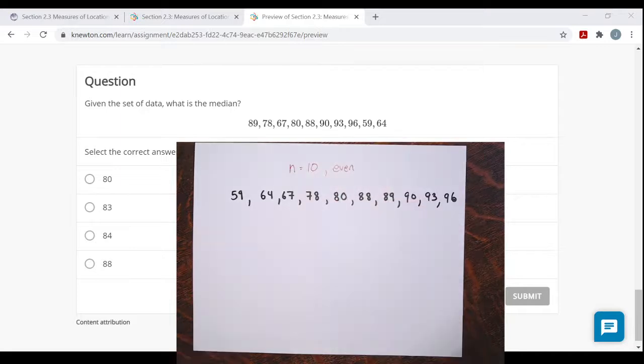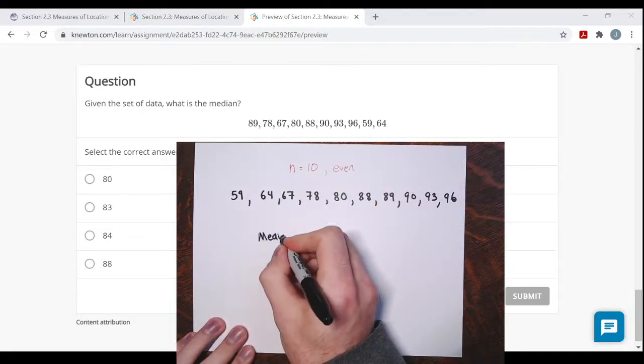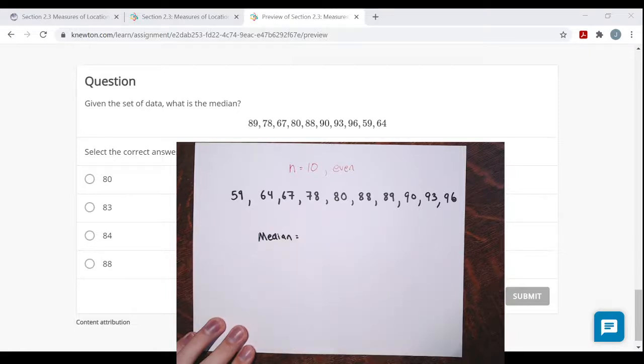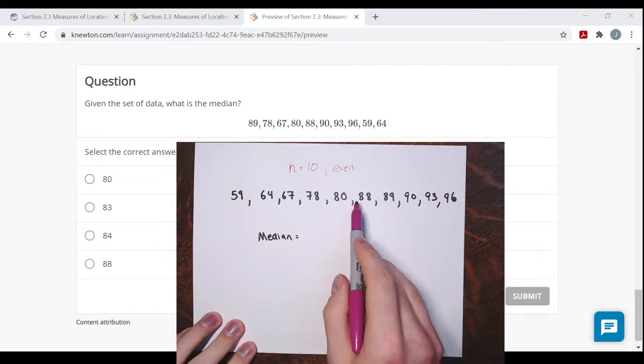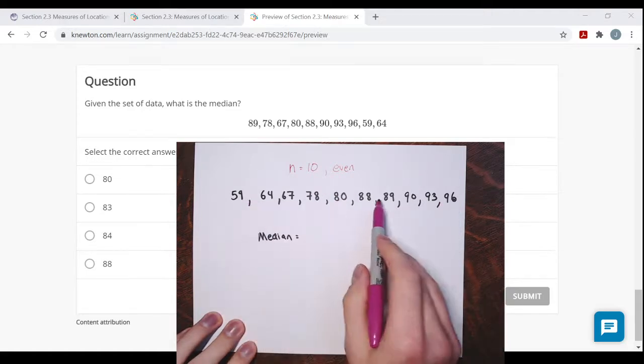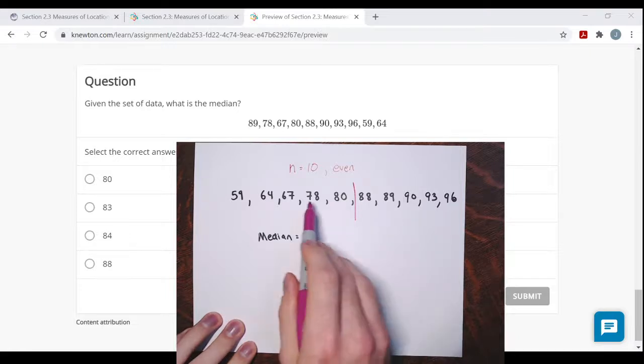So the median is the average of the middle two. So what are the middle two? Well, there are 10 values. To cut it in half, I need to take the first 5 and the last 5. That cuts it perfectly in half. There's where the median is going to be. 5 below it, 5 above it.